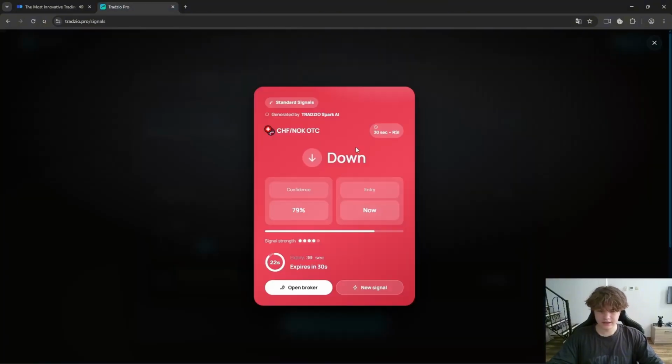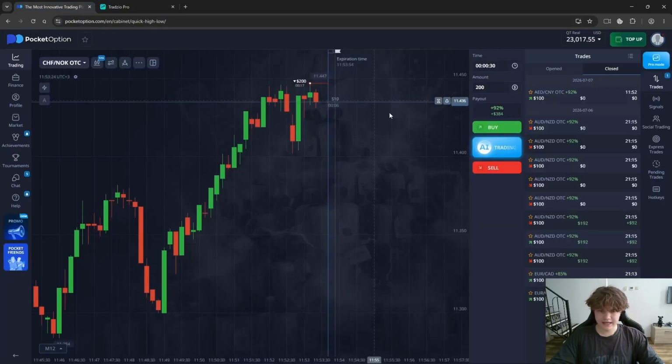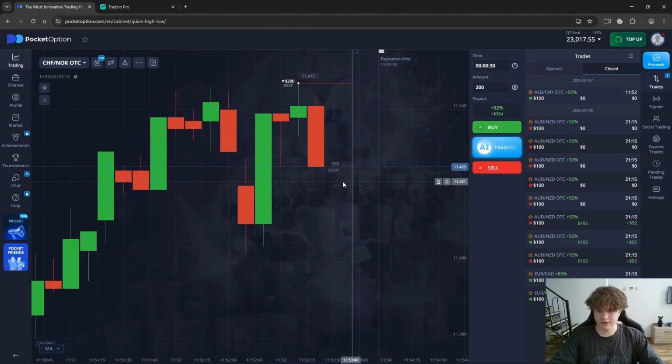Look mates, all we need now is for the price to go down because the website has given a downward signal according to the standard indicators. And again, we should be dropping now.